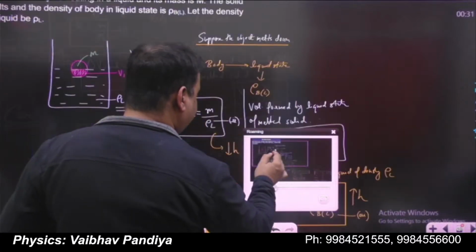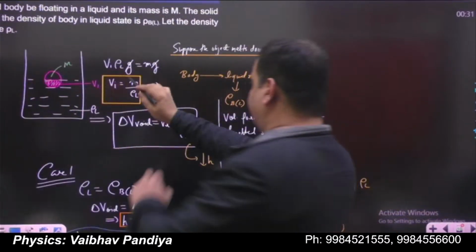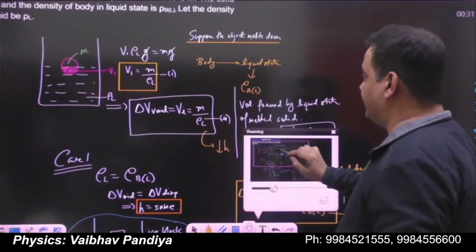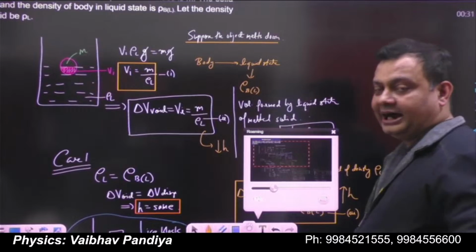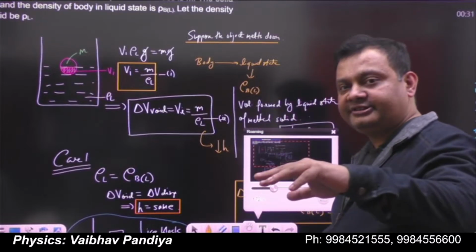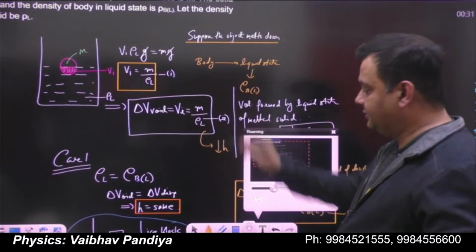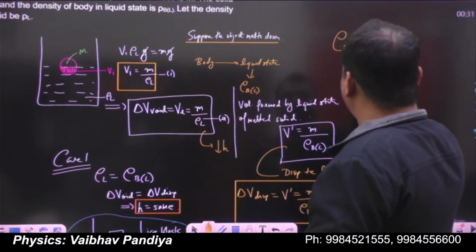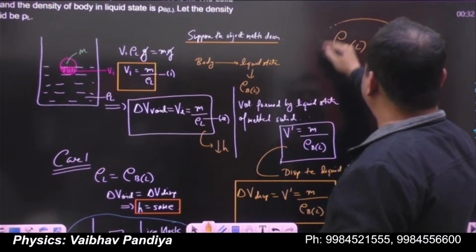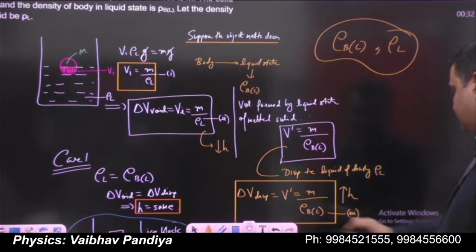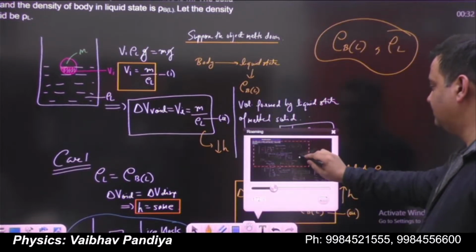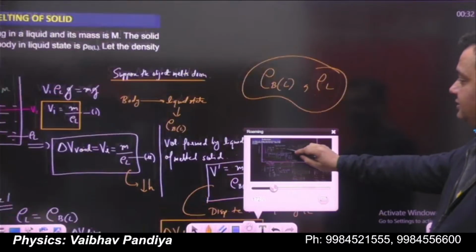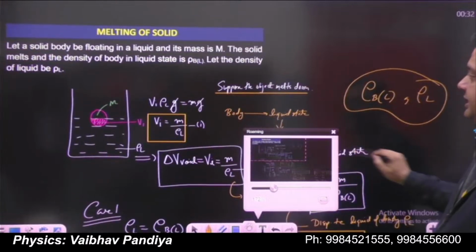Whenever some object was floating like this, and if it melts and is present in the same container, the height may remain the same, the height may increase, or the height may decrease. It will depend on the relative magnitude of what? The density of the original object in liquid state and the density of the liquid in the container. Got it? So this is the complete analysis for situations when we have problems like this. Some object was floating and it gets melted in the same liquid.